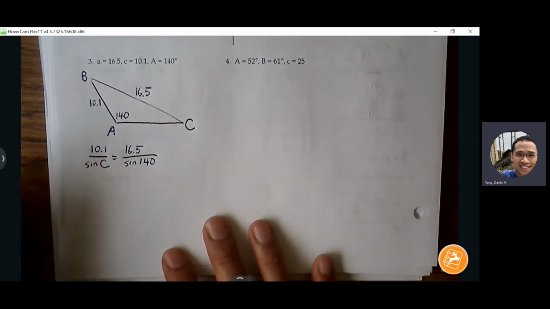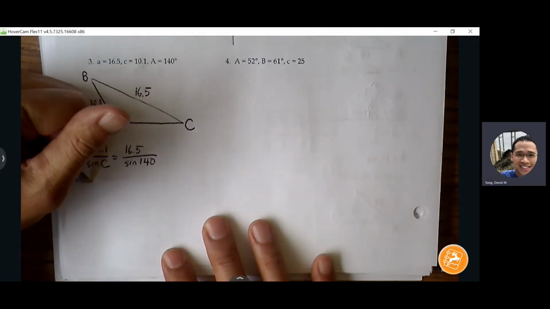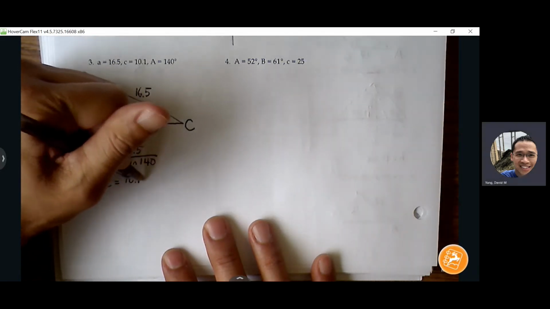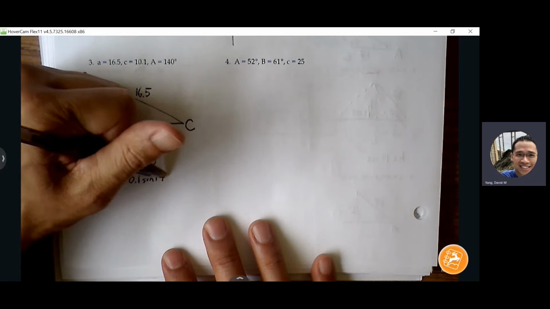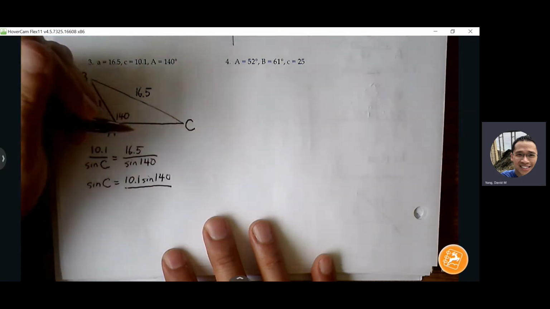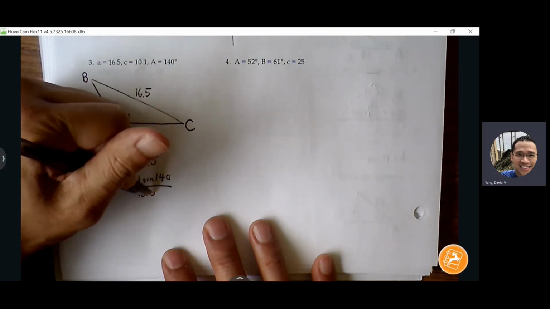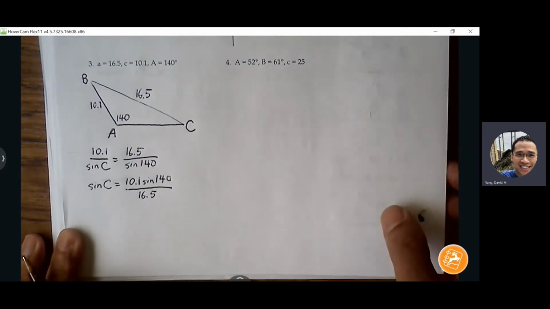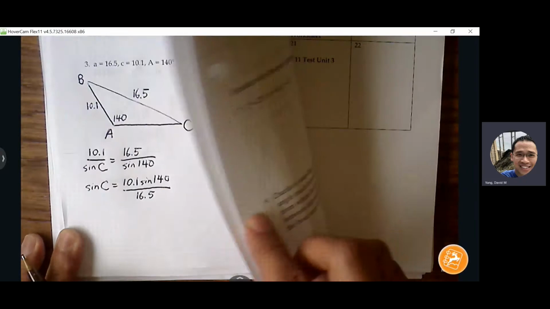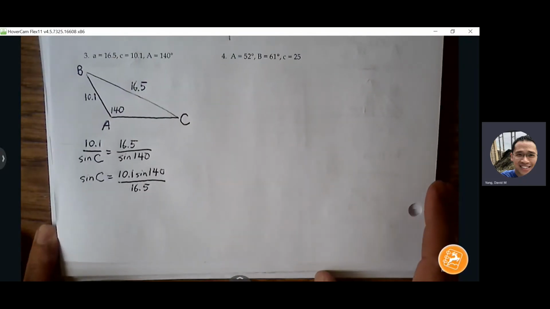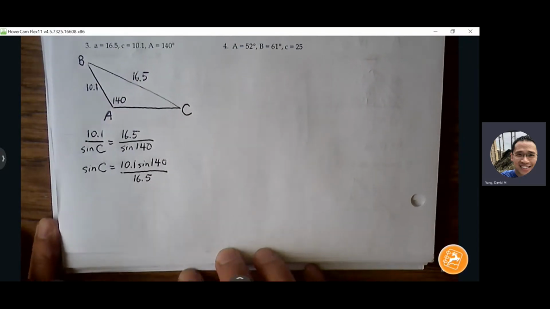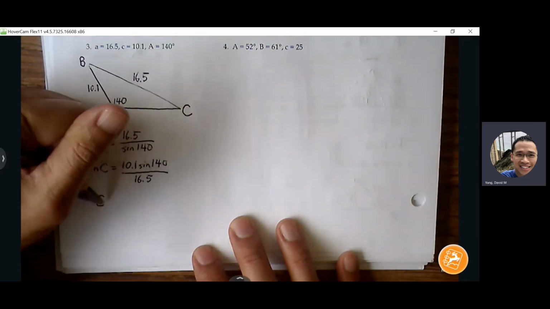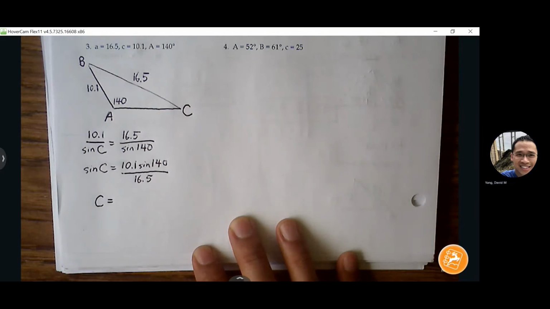Okay, cross multiply. We're just, I think we're gonna be able to get it done in class. We're just gonna get through number 5. That's it. Okay. So for C, inverse sine.